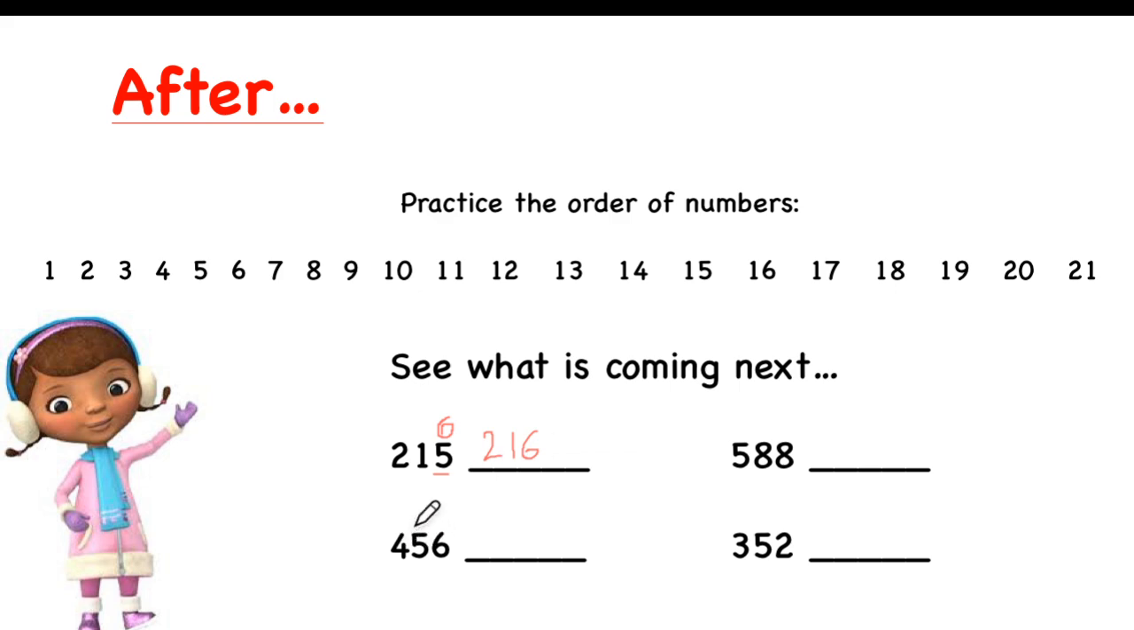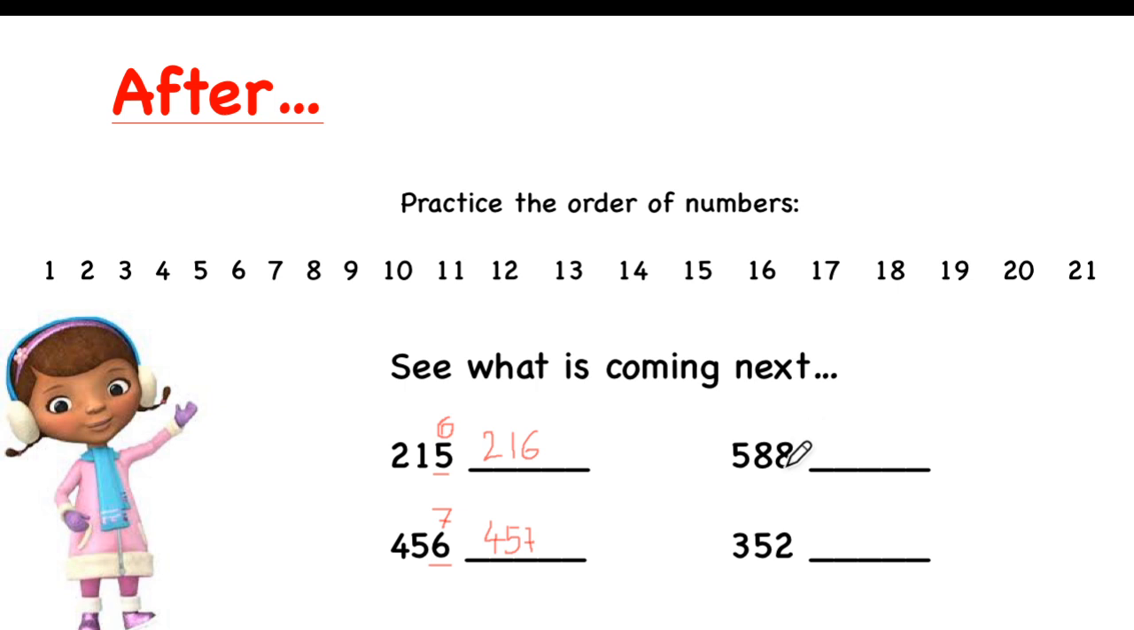Once again, 456. Which number is after? What will you do? Look at the ones digit. If you're looking for a number that is after, you need to add plus 1. 6 plus 1 is 7. So the next number that follows this number is 457.